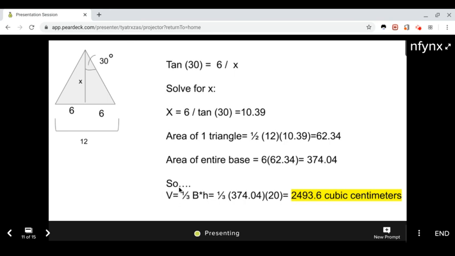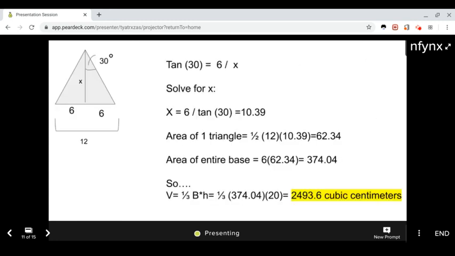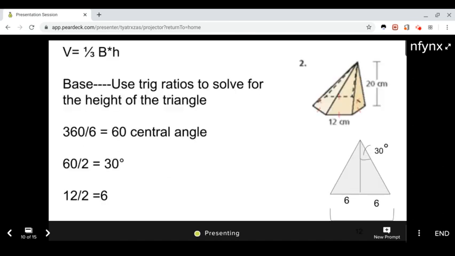So now the volume is a third, again, base, which is this, times the height. We go back to the original problem. The height is given to us as 20. So we're going to multiply that, and then I get 2493.6 cubic centimeters. Now let's make sure that my units are correct. Okay, in this case they are. So just again, make sure that you are being very careful with the units, and not overlooking that small thing.